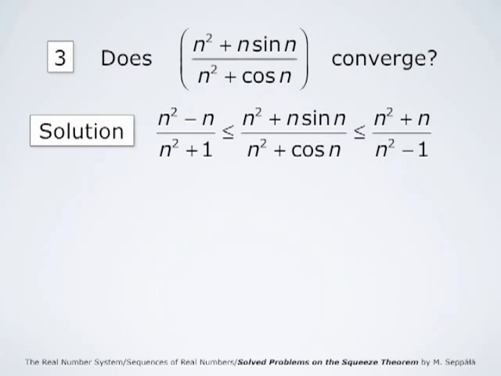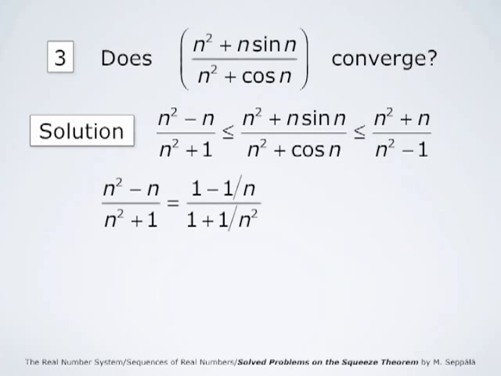And likewise, the upper estimate is obtained by replacing sine in the numerator by its theoretical maximum value, which is 1, and cosine by its minimum value, which is negative 1. So we get the upper estimate (n squared plus n) divided by (n squared minus 1).